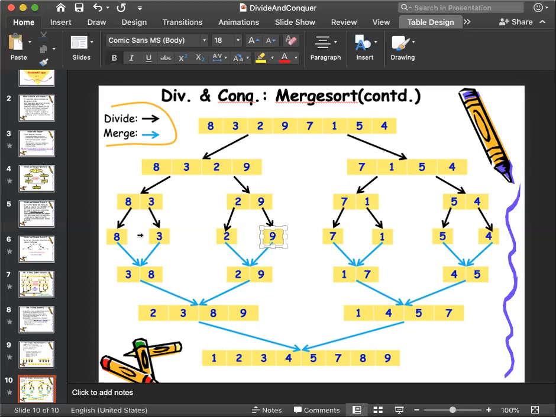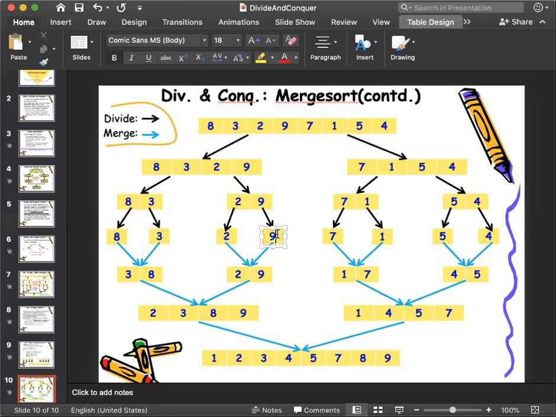Now I have to combine them, but before combining them I have to sort them. Look at each number, it is single now. I divided 8 into 4, 4 into 2, and 2 into 1, so every number is now in a single slot. Now I will combine them, but before combining I will sort them. For example, between 8 and 3, which one is the lowest? 3. So when I combine them, I sort them: I put 3 first, then 8.